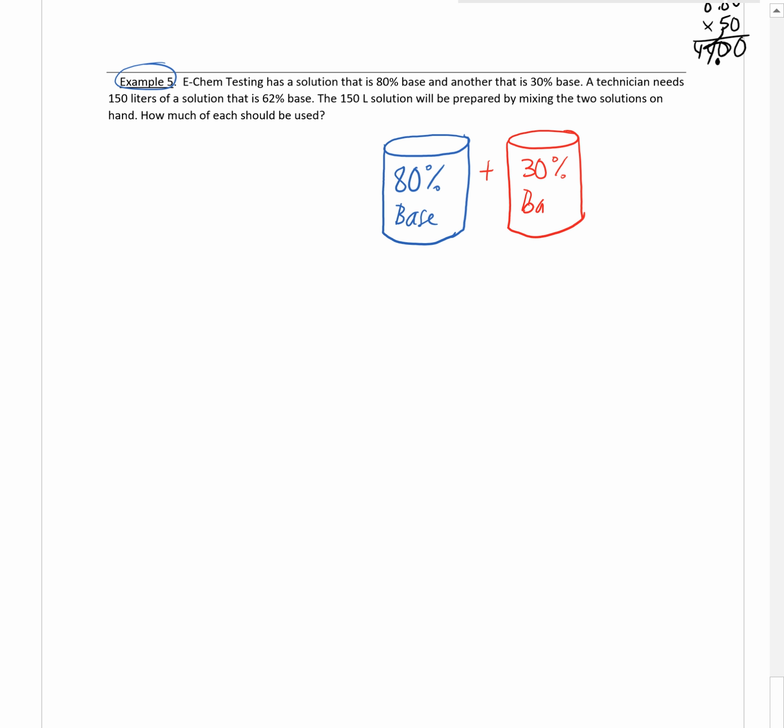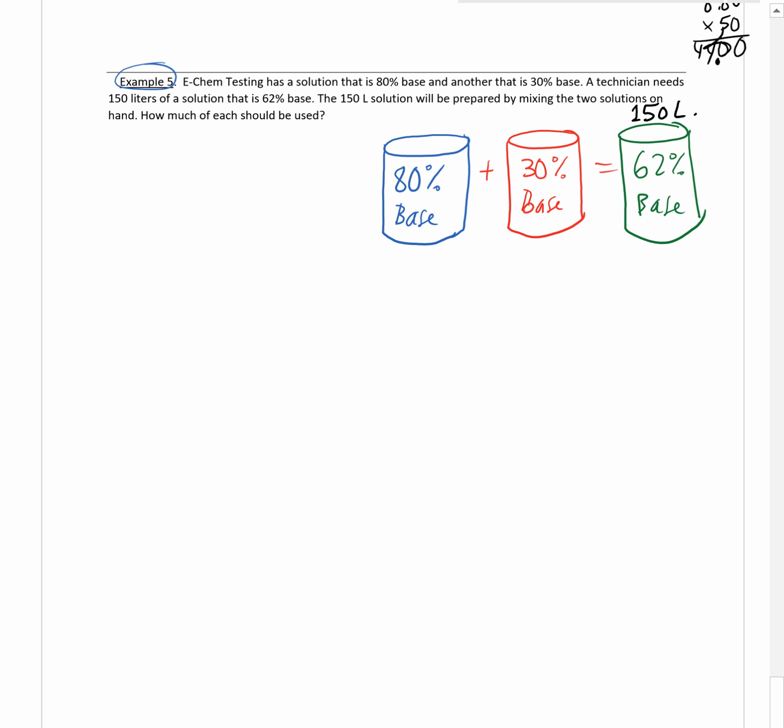30% base. And then we want to mix it and get some other solution. They say how much percent? Oh yeah, 62%. Some kind of solution that's 62% base. Sure. All right, so I got my picture ready. Then they said, and they want the solution that's the mixture to be 150 liters. All right, so they want 150 liters of the mixture in the end. The 150 liter solution will be prepared by mixing the two solutions on hand. Okay, yeah, the 80% and the 30%. How much of each should be used?